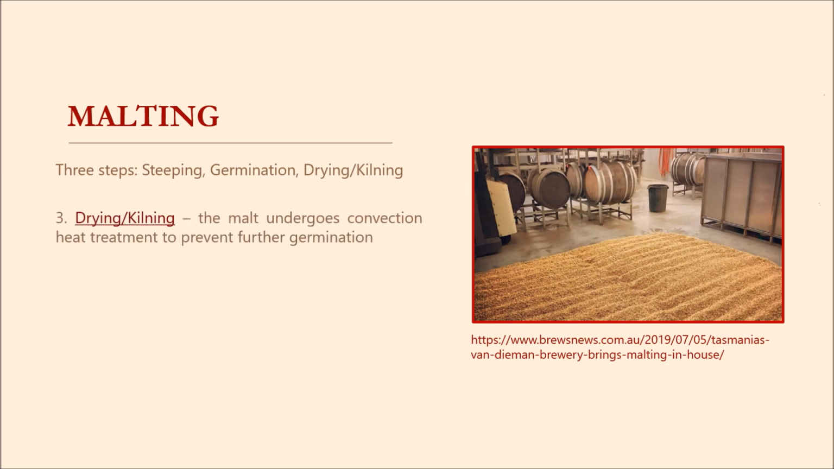The third and final step in the malting process is drying or kilning. Convection heat treatment dries the malt to prevent further germination. If germination continued, the grain would keep growing and all of the starch reserves needed by the brewer would be used by the growing plant.